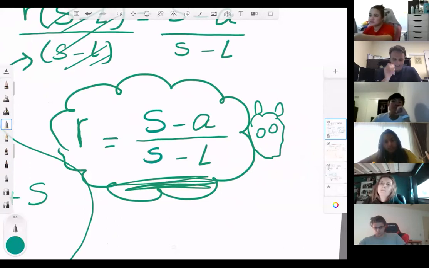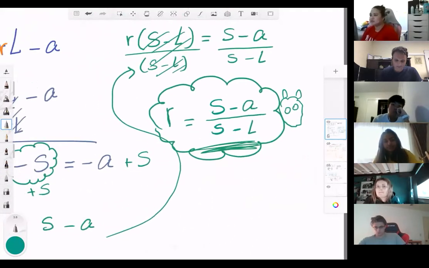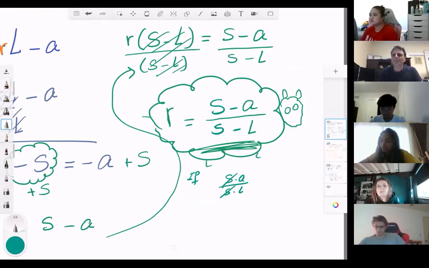We are not able to cancel it because this is a minus. Never think about it. If that was S times A, S times L, you would cancel it. But if there's a plus and minus, you leave it like this. This is good to go.